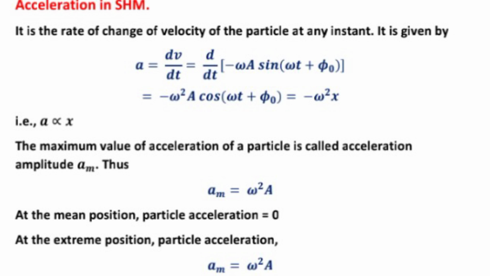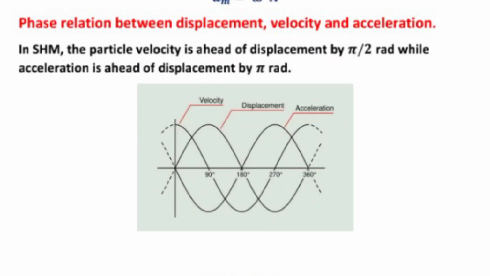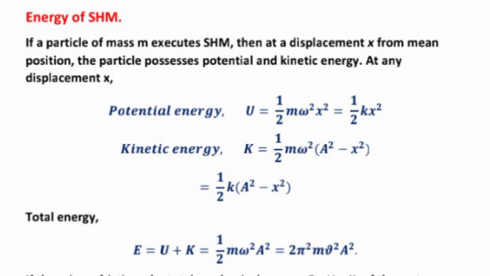The maximum value of acceleration of a particle is called the acceleration amplitude am, and am will be equal to omega square a. At the mean position, particle acceleration is 0, and at the extreme position, the particle acceleration is omega square a. Phase relation between displacement, velocity, and acceleration. In simple harmonic motion, the particle velocity is ahead of displacement by pi by 2 radian, and acceleration is ahead of displacement by pi radian.